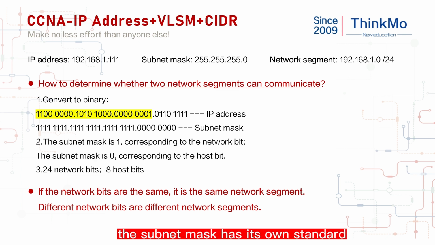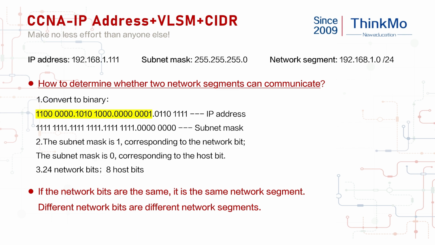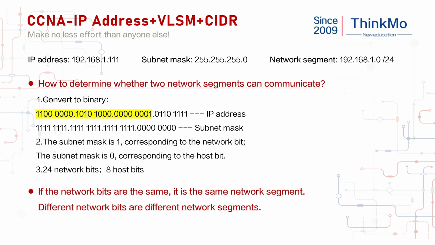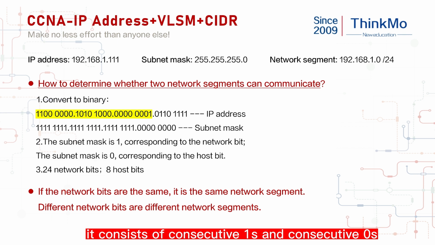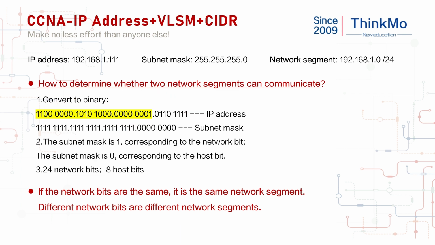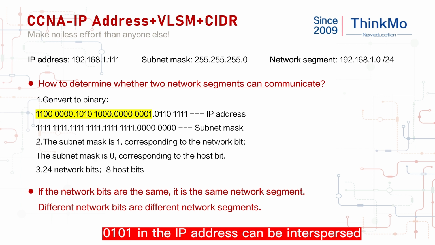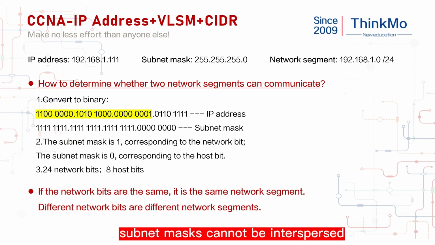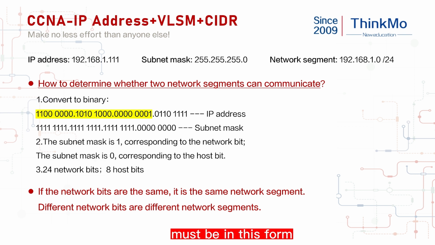The subnet mask has its own standard. It is composed of 32-bit binary, from left to right. It consists of consecutive 1s and consecutive 0s. Wherever 0s and 1s are connected, 1 and 0 cannot be interspersed. 0101 in the IP address can be interspersed. Subnet masks cannot be interspersed. It must be preceded by 1s and followed by 0s. It must be in this form.